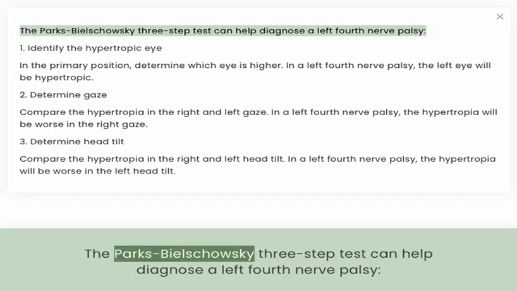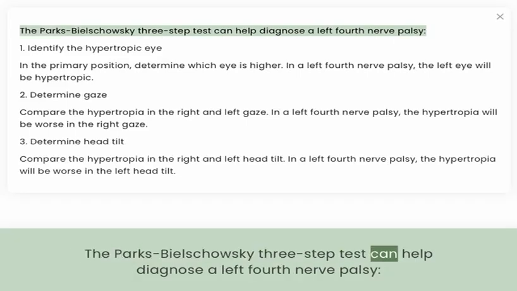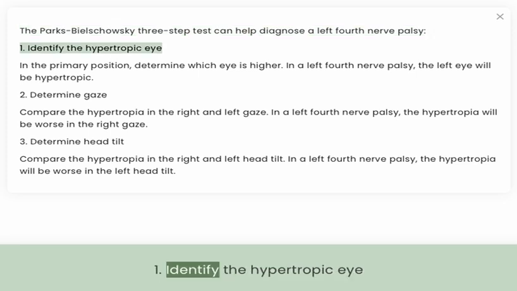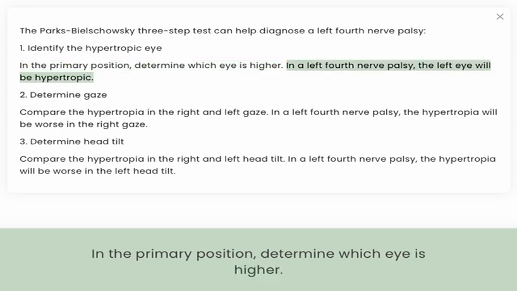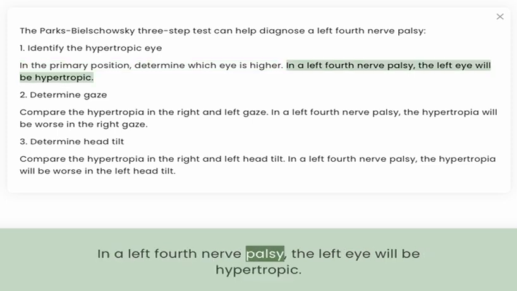The Parks-Bielschowsky three-step test can help diagnose a left fourth nerve palsy. 1. Identify the hypertropic eye. In the primary position, determine which eye is higher. In a left fourth nerve palsy, the left eye will be hypertropic.